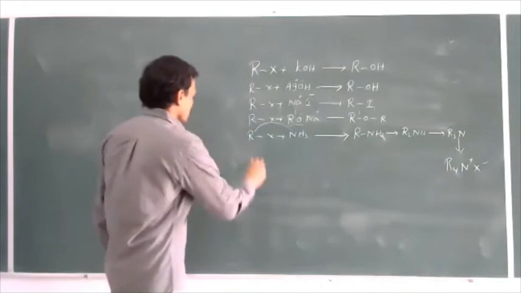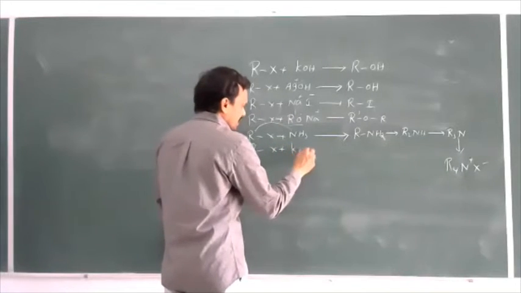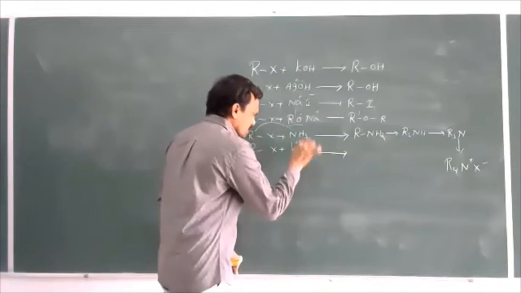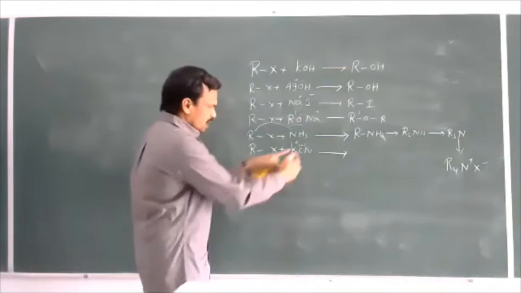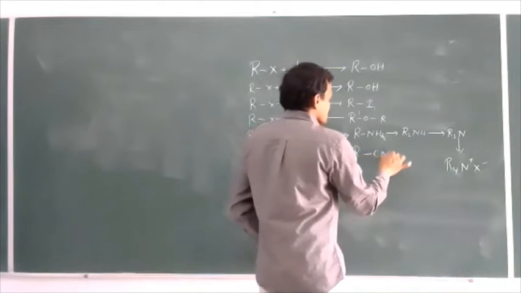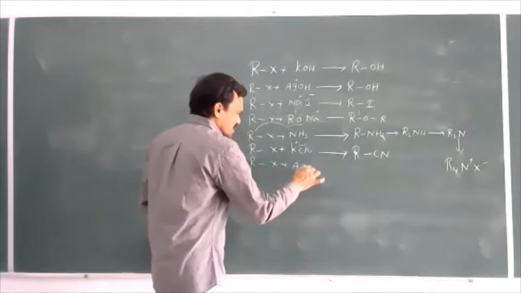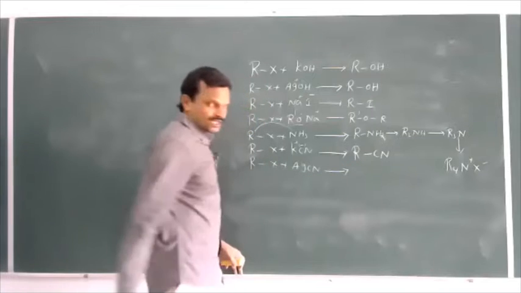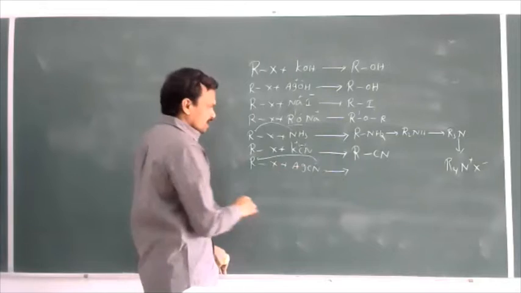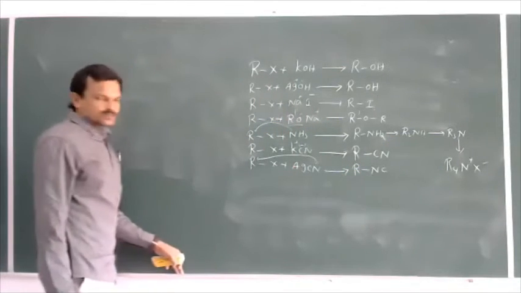This is the fifth one. And the sixth one, when haloalkane is allowed to react with KCN, this reaction takes place by ionic mechanism, splits into K plus and CN minus. Now CN minus replaces X minus. Then you can get RCN. The same haloalkane, when allowed to react with AgCN, this reaction takes place by covalent mechanism. Here nitrogen donates its electron pair to the alkyl group. Then you can get RNC, alkyl isocyanide, as product.